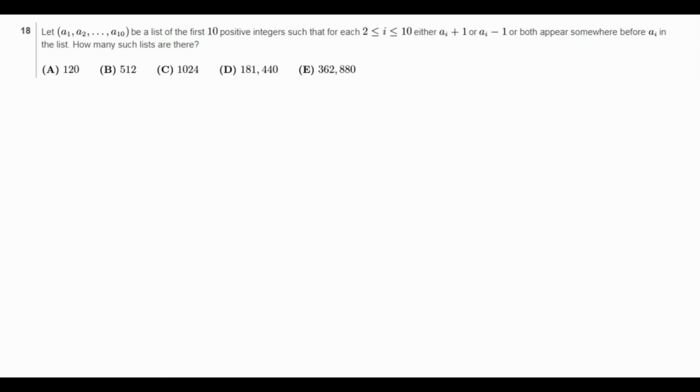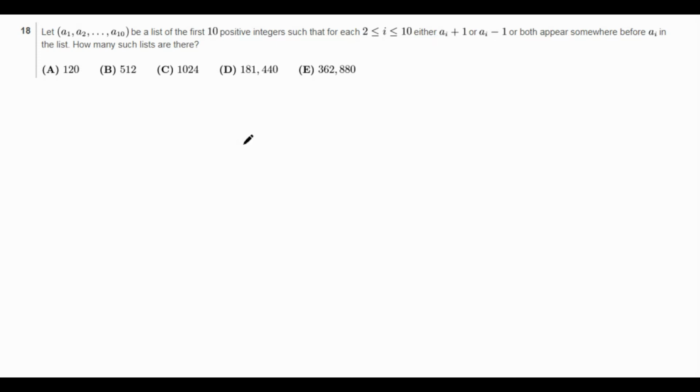Let A1, A2, all the way to A10 be a list of the first 10 positive integers such that for each i with 2 less than or equal to i less than or equal to 10, either Ai plus 1 or Ai minus 1 or both appear somewhere before Ai in the list. How many such lists are there? So first, if we want to solve the problem, of course, we have to first understand what the problem is saying. So let's read carefully and try to figure out what exactly this problem is saying.